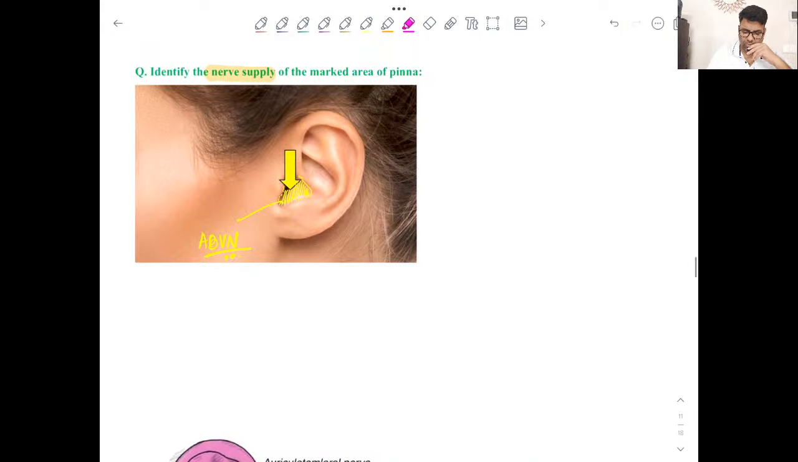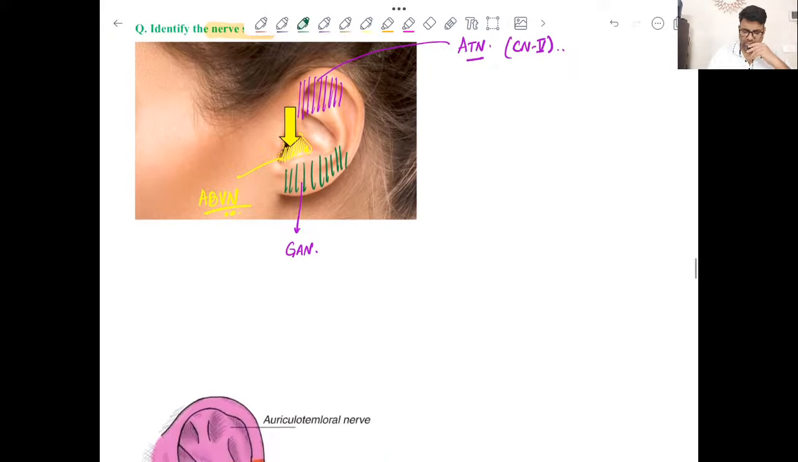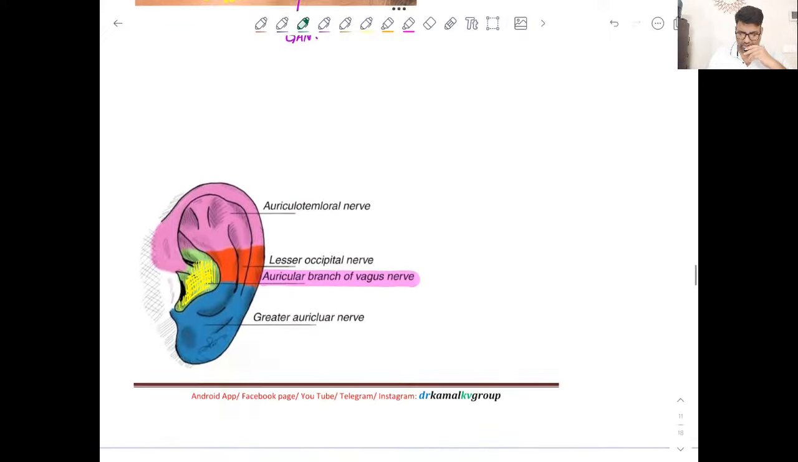Now lower down, this is all the great auricular nerve, and on the upper side this is the auriculotemporal nerve, which is coming from the mandibular division of cranial nerve 5. So this is how you can remember. This is all auriculotemporal, and lower down is the great auricular nerve. Please remember it like this. So this is in fact the auricular branch of the vagus nerve.